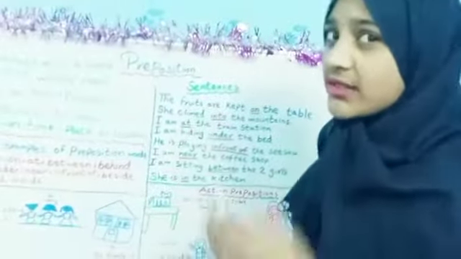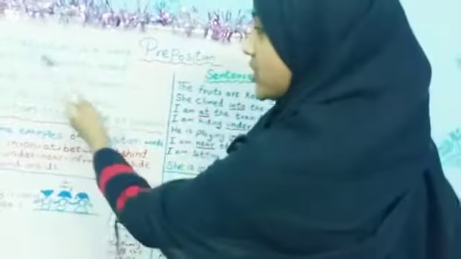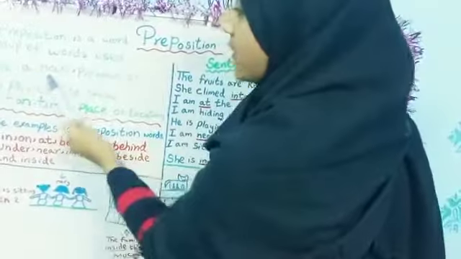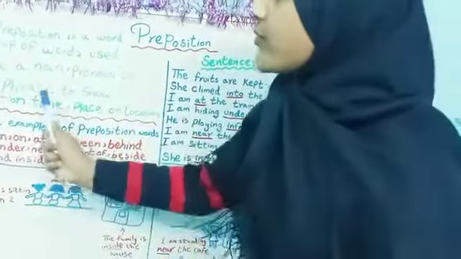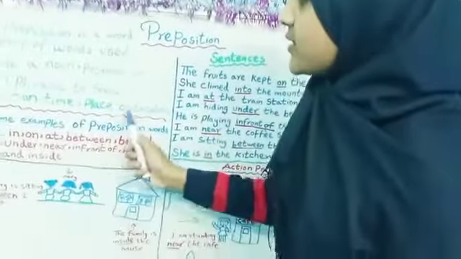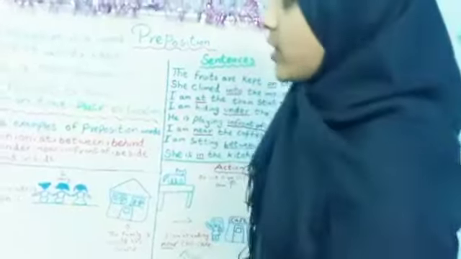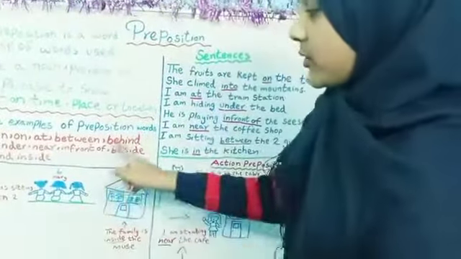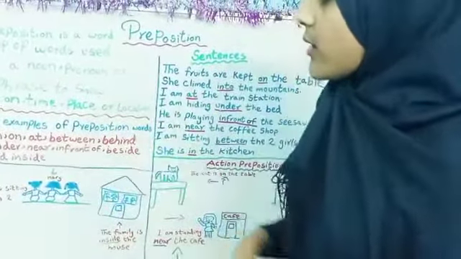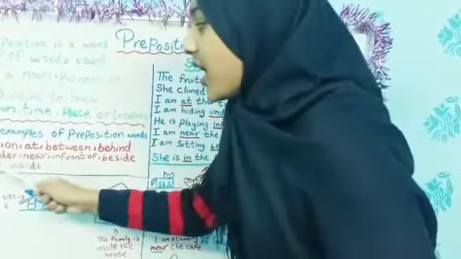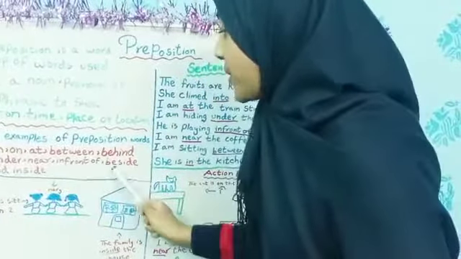So what is a preposition? A preposition is a word or a group of words used before a noun, pronoun, or noun phrase to show direction, time, place, or location. So let's also take some examples, as we said. Some examples of preposition words are in, on, at, between, behind, under, near, in front of, beside, and inside.